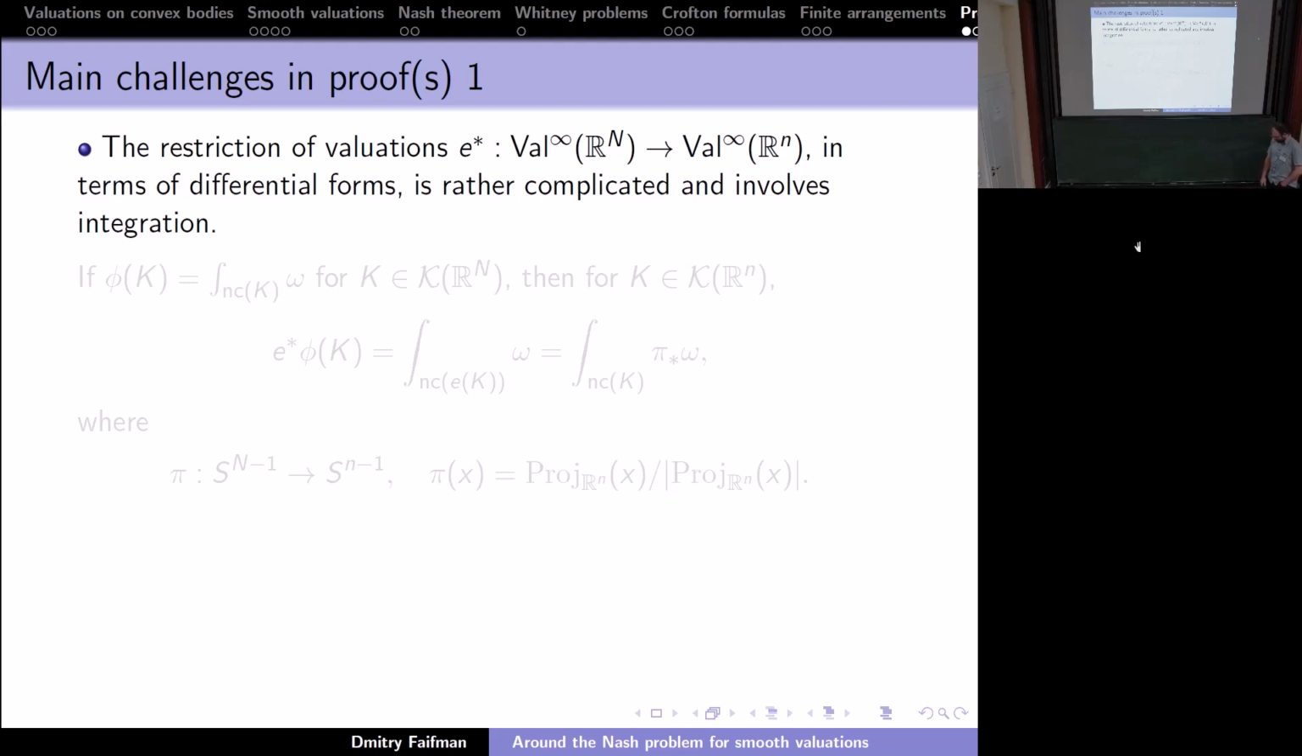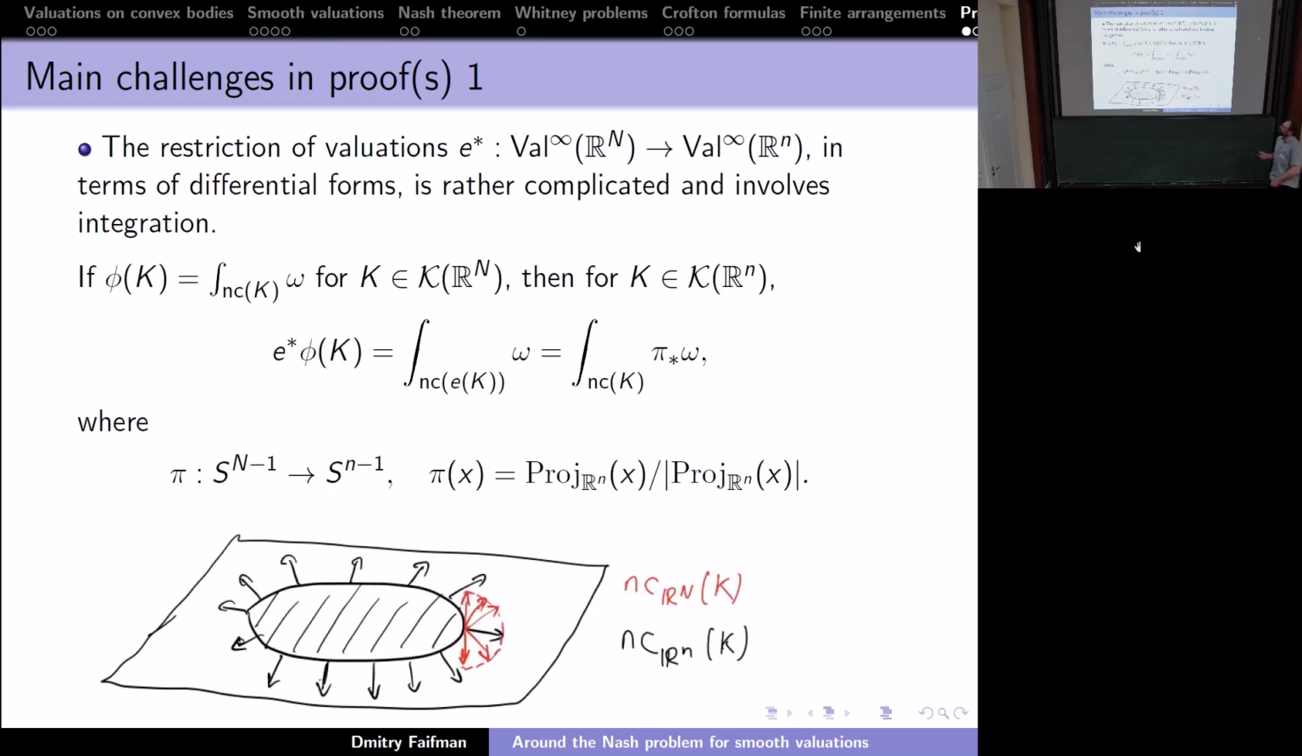So I can say a few words about the proofs. Before the proofs, what are the challenges? There are a few. One challenge is that the operation of restriction of valuations, in particular for valuations on manifolds, is a bit hard to describe. So recall that the valuation is given by some differential form. You're integrating a differential form omega over the normal cycle.